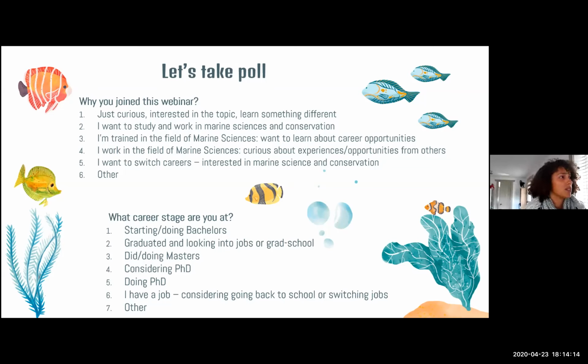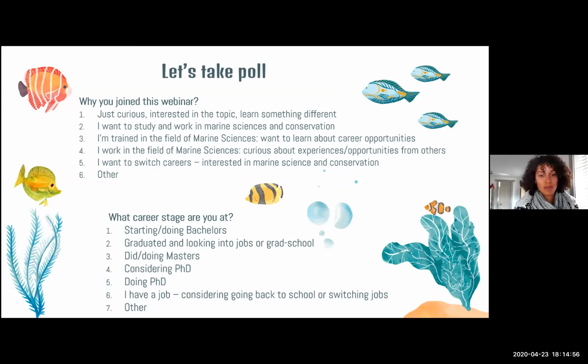We should get results soon. Okay, we've got one person who is about to do, is doing or will do their bachelor's. We have some people who've graduated and are looking for jobs or grad school. We've got some people doing masters. Are people considering doing PhDs? Okay, we have a lot of people employed. Good, I hope that stays so. And some considering switching jobs, and we have a few others. Okay, great. So awesome, I'll just move ahead. That gives me an idea, and it gives you an idea as well of who's in the crowd.